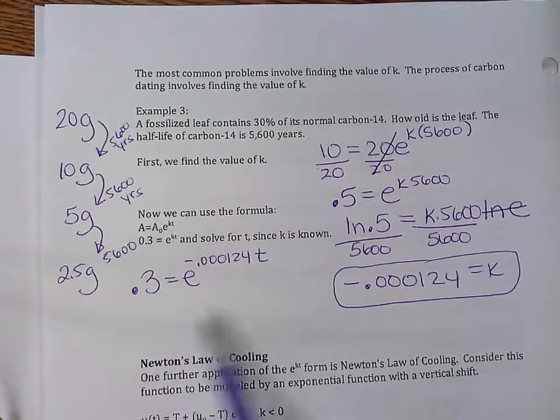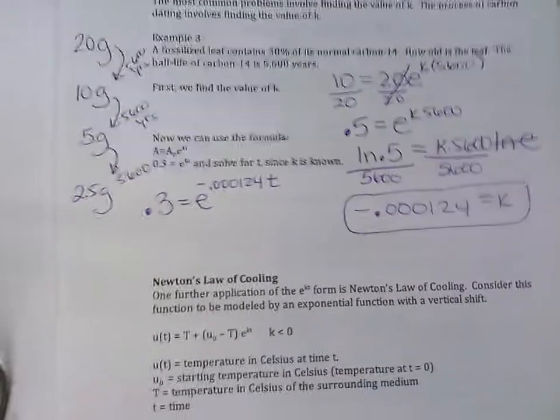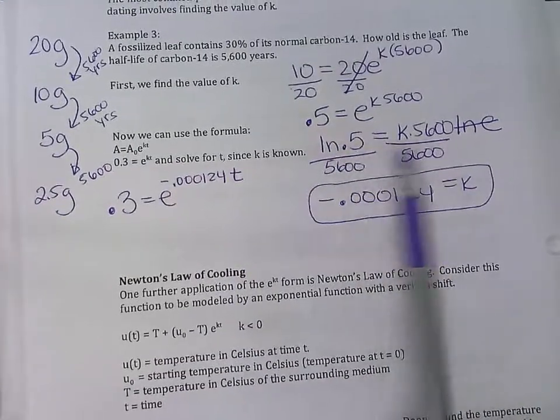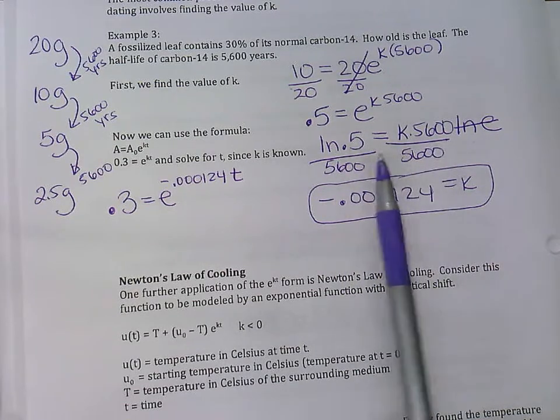I'm going to solve this problem the same way I just solved this problem. So I'd like you to solve for T. You could do it the same way I did over here. Take the natural log of both sides, divide by the constant, and it should give you time.